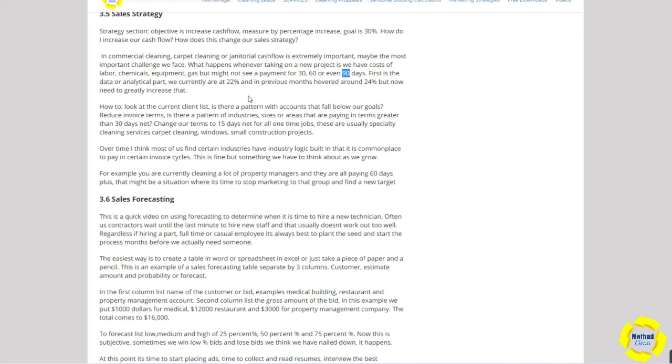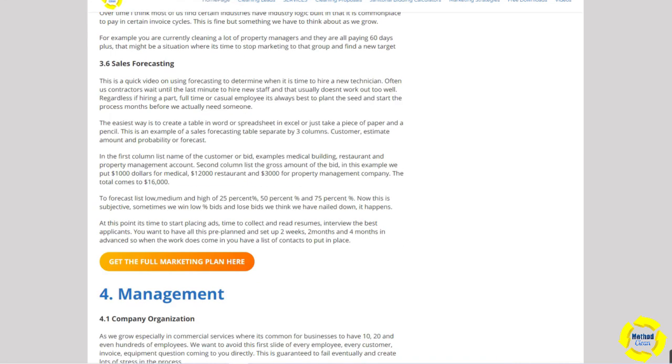Where something like a carpet cleaning job, you might want them to pay that in 7 days. And that's why we want to ask these questions, because certain industries, the cash flow is really bad. They pay late, so we don't want to do too many of them. A couple of them is fine, but it's something to think about.